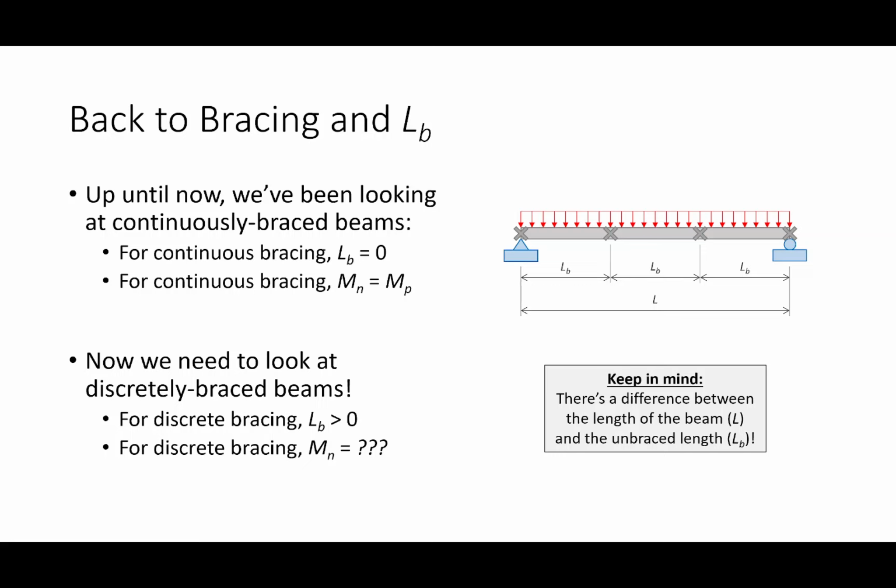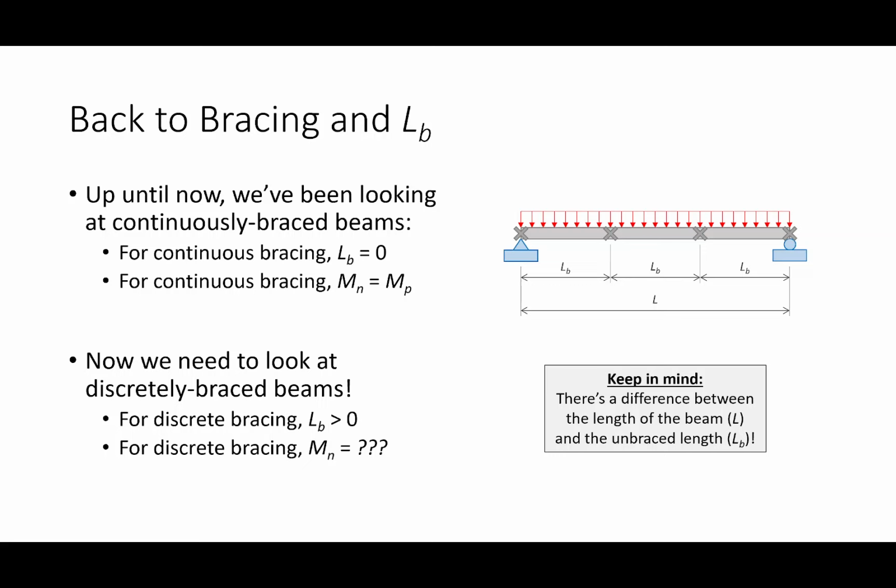So really all we've looked at are discretely braced beams with an LB of 0. And we know that if LB equals 0, then the nominal capacity equals MP. We've already discussed that. I'm hoping by now this part right here is pretty clear. Everybody okay with this? So now I want to discuss what happens when LB is bigger than 0. And if LB is bigger than 0, we've got to figure out what MN is.